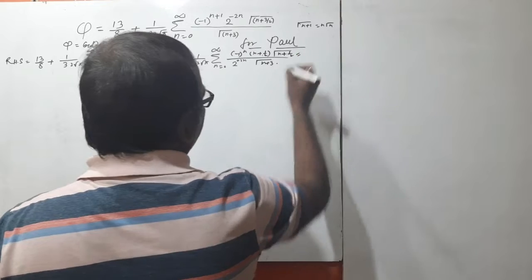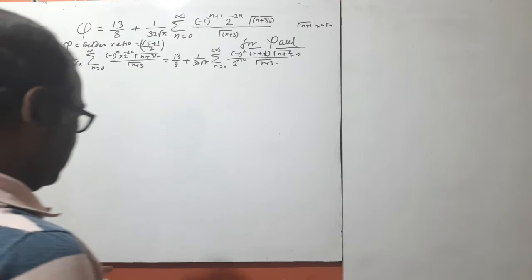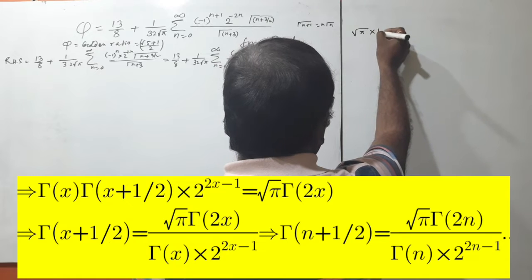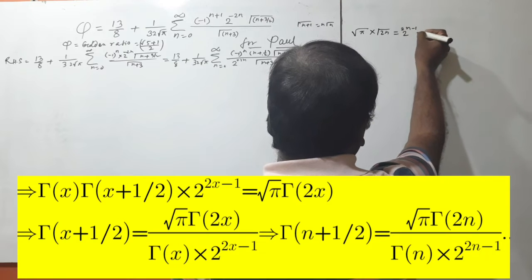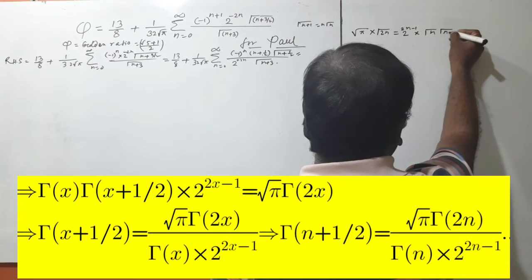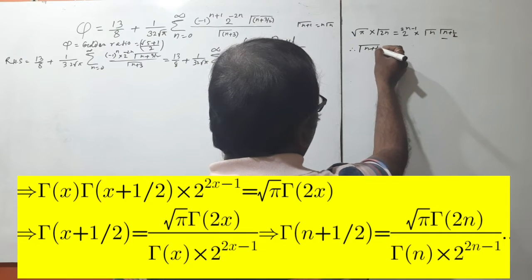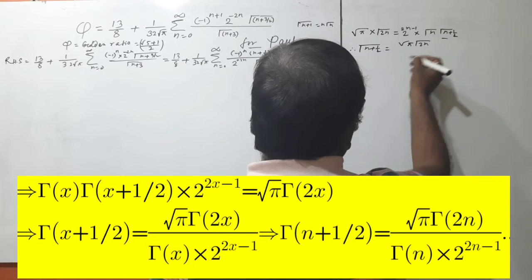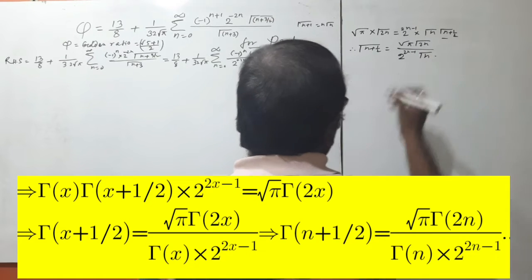Now we need to find the value of this, which is a very important point. This is root pi, and this is the multiple of 2n, and that is equal to 2^(2n − 1). Therefore the value of Γ(n + 1/2) is equal to √π Γ(2n) over 2^(2n − 1) Γ(n).